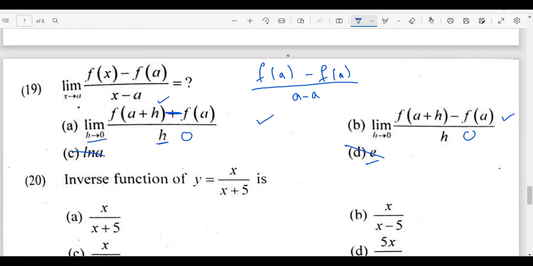Okay, so the answer is going to be B. I'll repeat this. For the 19th question, it is a bit different, and once you study Cal 1, Cal 2, Cal 3 in university, you will understand that this is basically how we discovered differentiation.